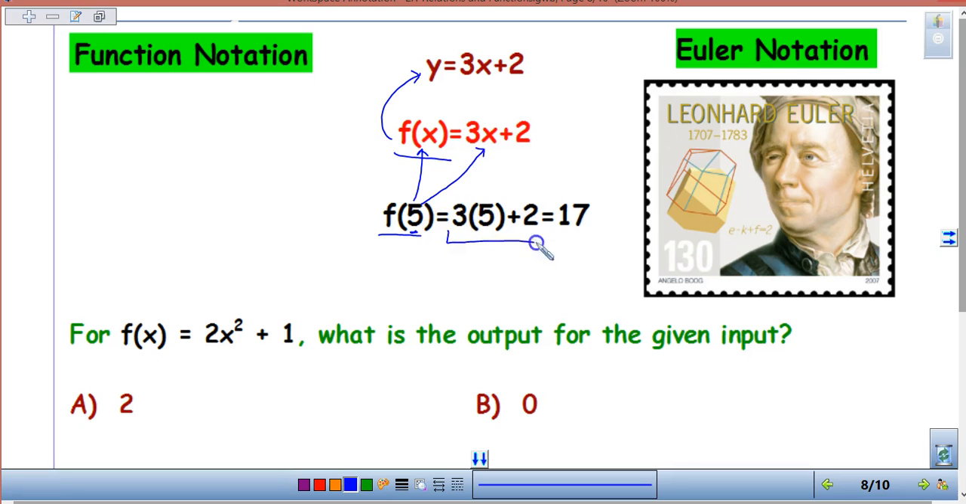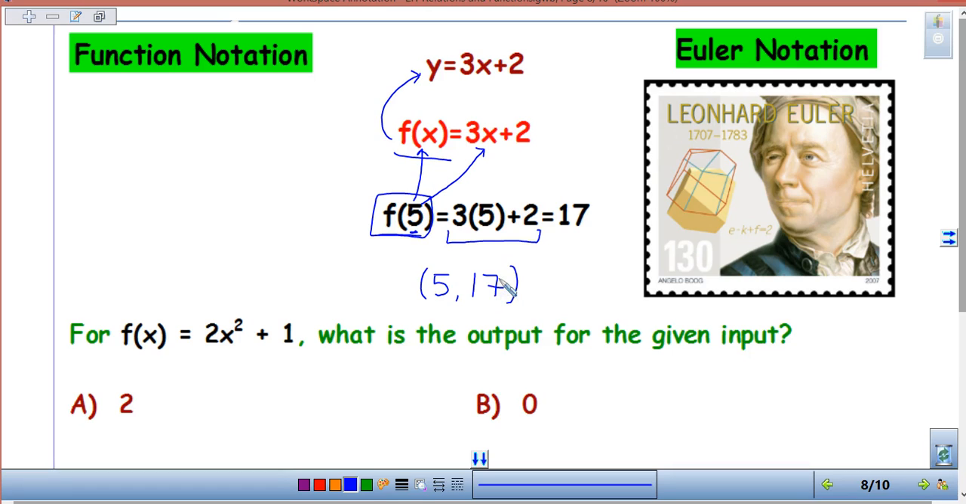And then you are solving this. So 3 times 5 plus 2 is 17. How do we solve it? Notice this f of 5 is just telling us that we're looking for y when x is 5. So our ordered pair would be 5, 17. We don't do anything with that 5, or that f of 5 when we're solving.